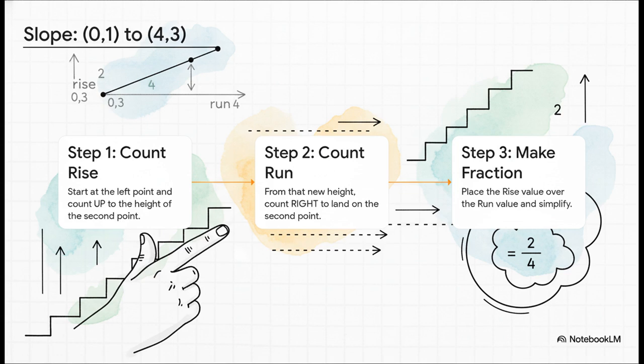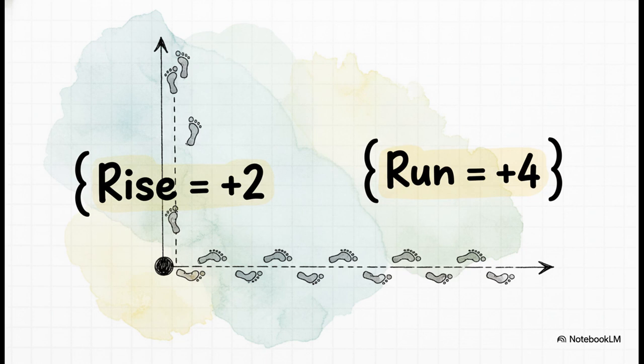We'll start at the point on the left, and first we just count how many units we have to go up to get level with the second point. Then, from there we count how many units we go right to land exactly on it. So what did we get? Let's look. Starting from that first point, we counted up 2 units. That's our rise, a positive 2. And from that spot, we had to move right 4 units to get to our destination. So that's our run, a positive 4.